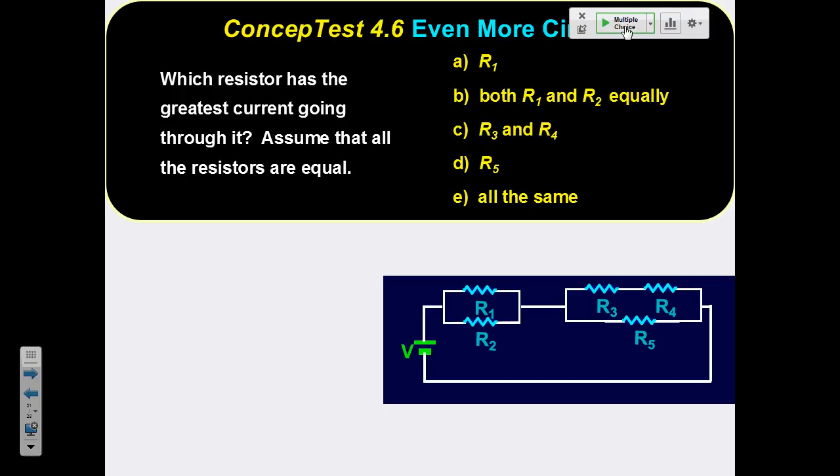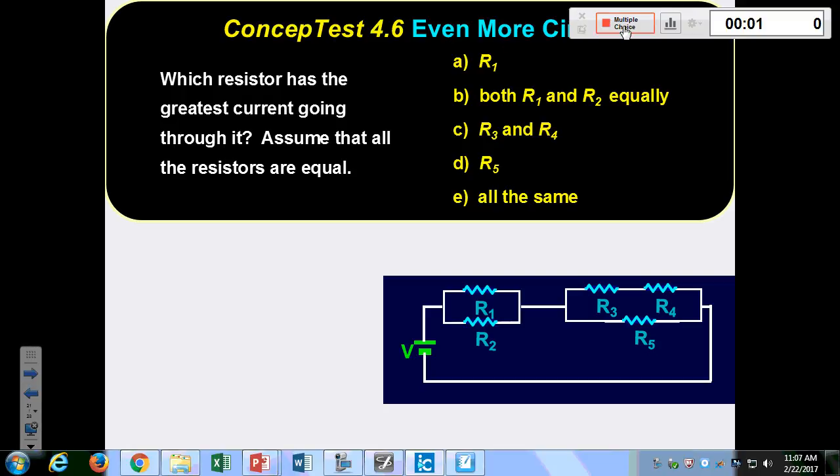All right, so a couple more. Which resistor has the greatest current going through it? And you assume here that all the resistors are equal. Remember how current splits up? It splits up when it goes into these parallel branches. And generally, current will take the least resistive path, the path of least resistance.